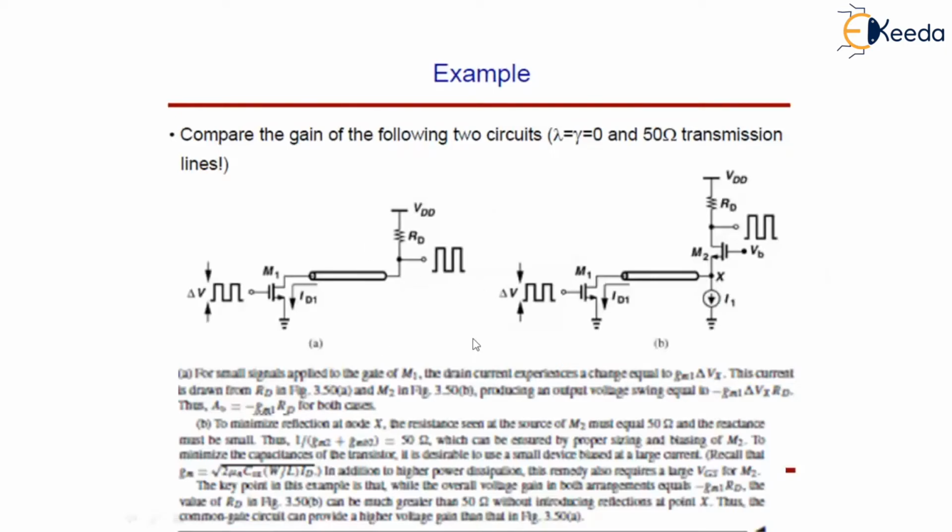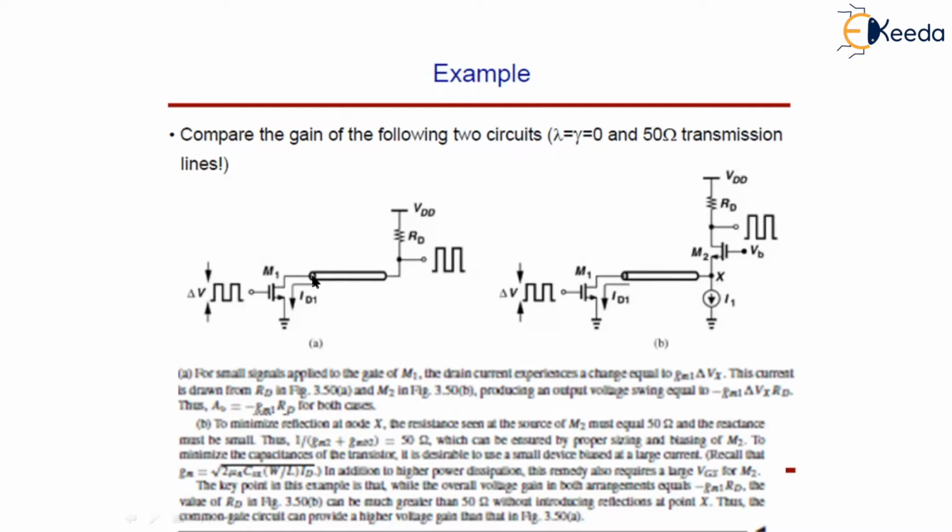Let us compare the gain of the following two circuits. One is this one. The input is applied at the gate and the output is taken from the drain terminal, so this is the common source stage. In the other configuration, the current I1 is applied at the source, the gate terminal is biased, and the output is taken from the drain terminal. So this is the common gate configuration.